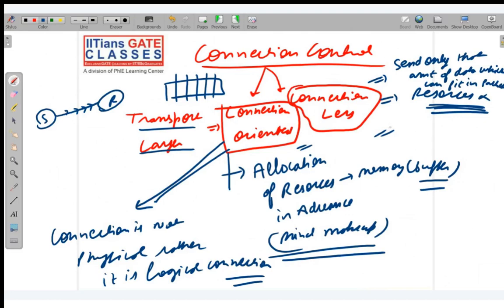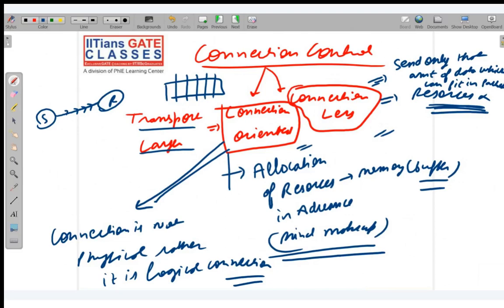Okay, so what does connectionless mean? Connectionless means send only that amount of data which can fit in a packet. You are sending only one message to some person and you forget about it. You send only the amount of data which you can type, and after sending, you simply forget. So send only that amount of data which can fit in the packet. That is connectionless. In connection oriented, chopping can be done. A very big message you will chop into small segments and send them. But in connectionless, no chopping.